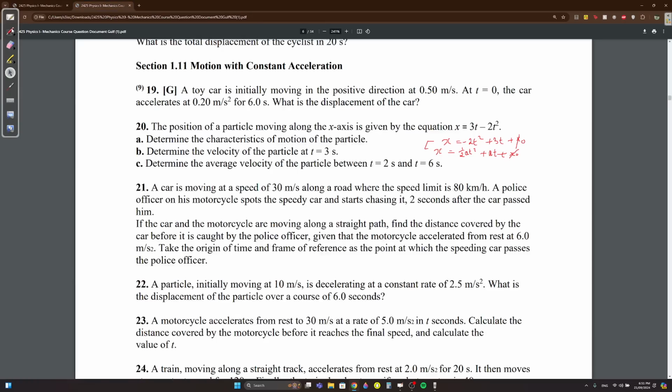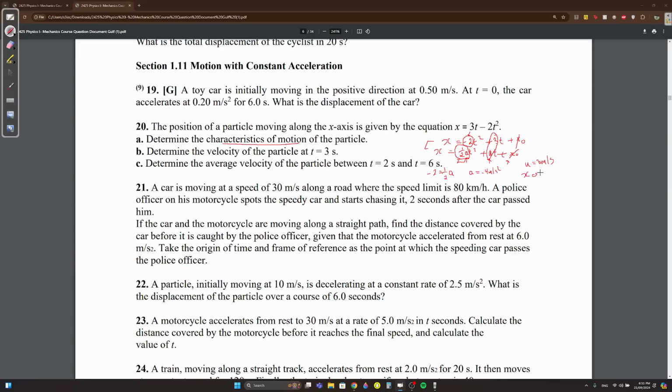Now they want us to find the values of a, u, and x naught. We know that negative 2 equals half of a, so negative 2 equals 1 over 2 a, and you get a equals negative 4 meters per second squared. Why? Just look, by comparison: the coefficient of t squared is negative 2 here, and half a there, so you just compare them. Here, u is directly equal to 3.